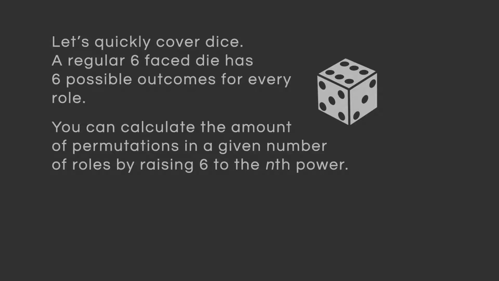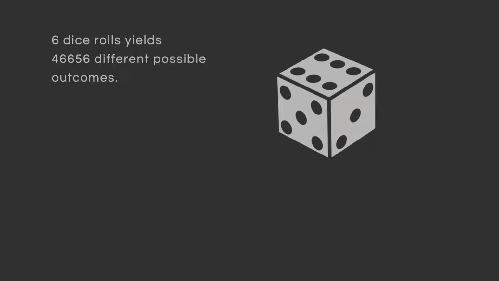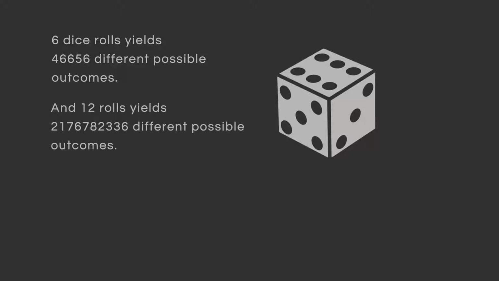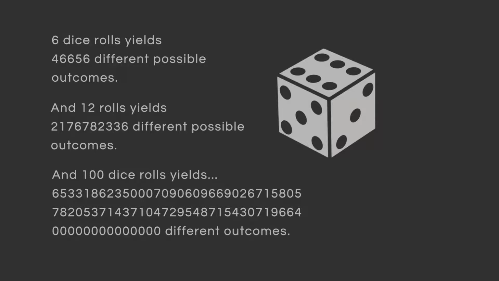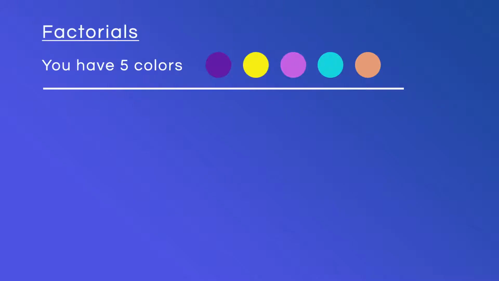Okay, let's quickly talk about dice. A regular 6-faced die has 6 possible outcomes for every roll. You can easily calculate the number of permutations in a given number of rolls by raising 6 to the nth power, where n is the number of times you're rolling the die. 6 dice rolls yields 46,000 different possible outcomes, and 12 rolls yields 2.1 and change billion different possible outcomes. And 100 dice rolls yields that number of different outcomes. That's a 78-digit number.